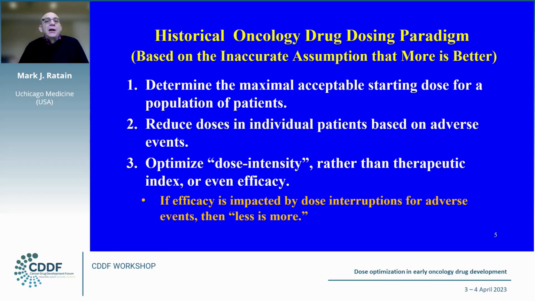So historical oncology drug dosing paradigms are all based on the inaccurate assumption that more is better. The standard approach has been to determine the maximal acceptable starting dose for a population of patients, reduce doses in individual patients based on adverse events, and optimize dose intensity rather than therapeutic index or even efficacy. And as illustrated by the ibrutinib example, if efficacy is impacted by dose interruptions for adverse events, then less is actually more. It's not just less toxic, it's more efficacious.